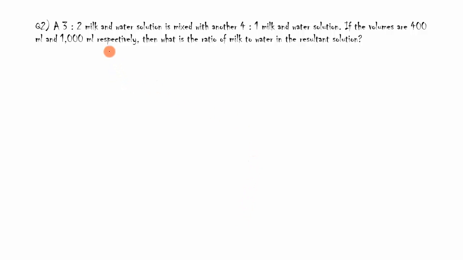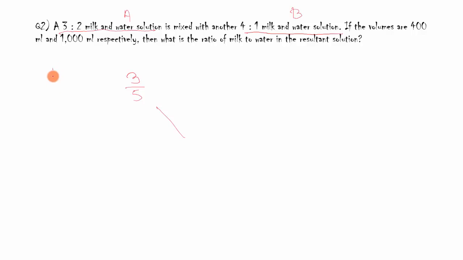Question 2. A 3:2 milk and water solution. So this is our first solution and is mixed with another 4:1 milk and water solution. So this is our second solution. So what are we mixing here? Let us see with respect to milk. So 3 out of 5 is milk, right?